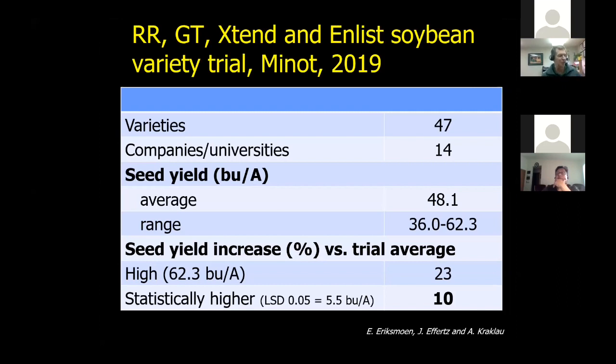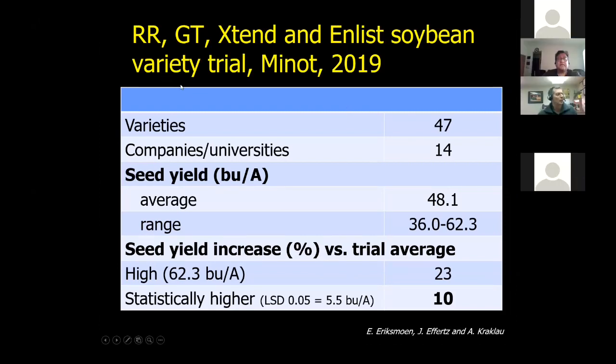My voice is a little scratchy this morning, so I'll do the best I can to be loud and somewhat clear. So this is a database from Minot, from the North Central Research Extension Center, from their 2019 variety trial. And it includes the various herbicide-resistant types: Roundup Ready, glyphosate-tolerant, Extend, and Enlist. So there's a total of 47 varieties. There's a lot of different companies and universities that had submissions. The trial average was 48. It's a range. So we hopefully, if persons are using this database for the future, that they're going to be on the upper end of this range.